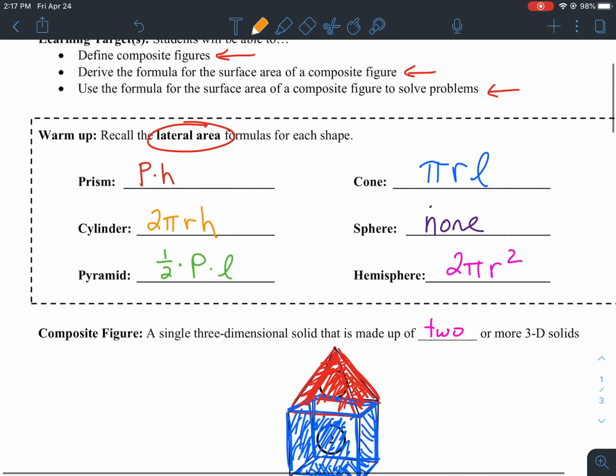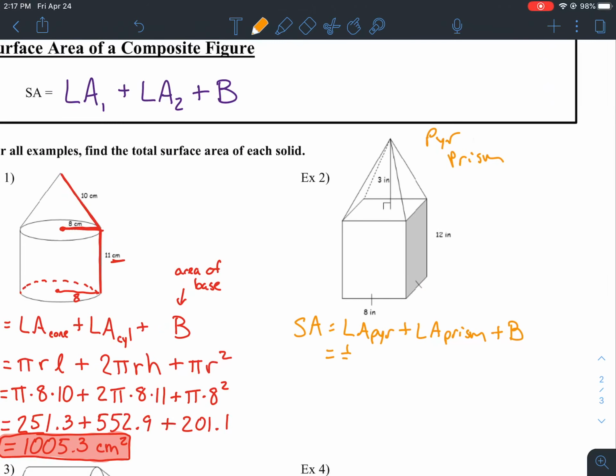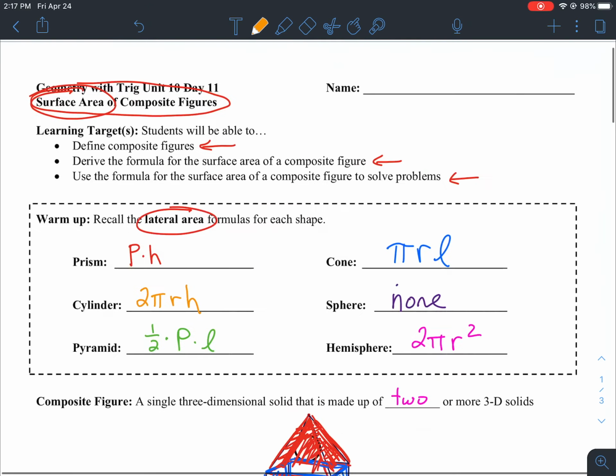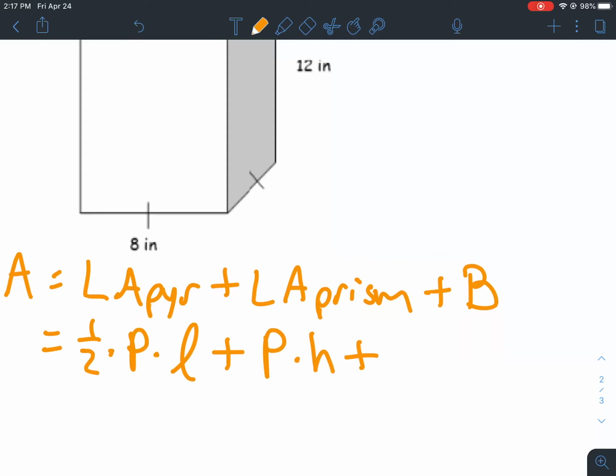Okay. Now we'll go from general to more specific. The lateral area of a pyramid is 1/2 times P times L. Plus the lateral area of a prism, P times H, plus B. Okay, B is the area of the base, which we can see is going to be this square here, which is 8 by 8. So I'm just going to put in 8 times 8.